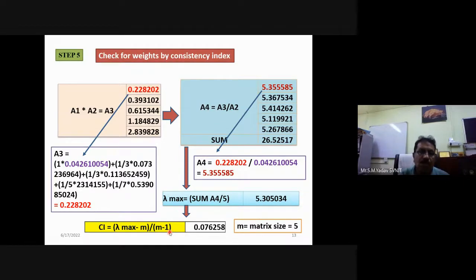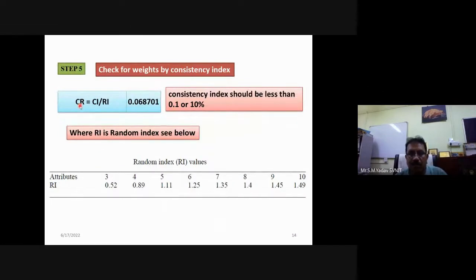Now we want to work out the consistency ratio. The consistency ratio is the consistency index divided by the randomness index. What is this randomness index? This randomness index, RI, is given by Saaty for various sizes of matrices. If the matrix is 3 by 3, the value of RI is 0.52. If the matrix is of size 4, the value of RI is 0.89. Our matrix is 5 by 5, so we take 5. For that, the value is 1.11.